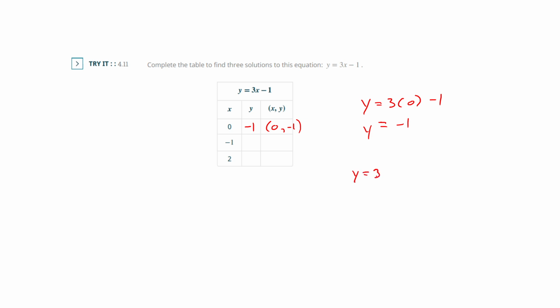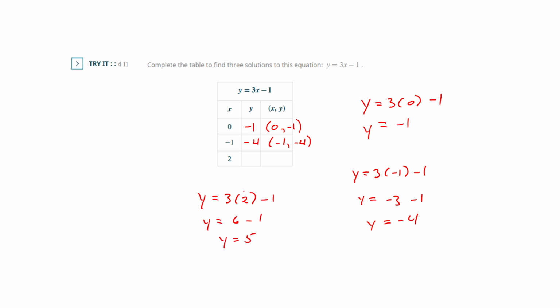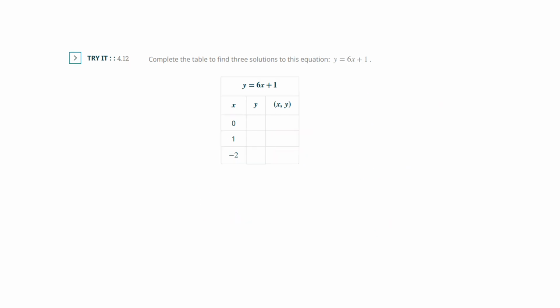Now let's try it again. This is -3, -4. So when you plug -1 in, his partner is -4. Do one more here. Okay, you plug in 2, you crunch it down, you get out 5. So those are partners. Now I don't think we're doing it yet, but if we plotted these 3 points, we could then connect them and we'd be able to make our line.